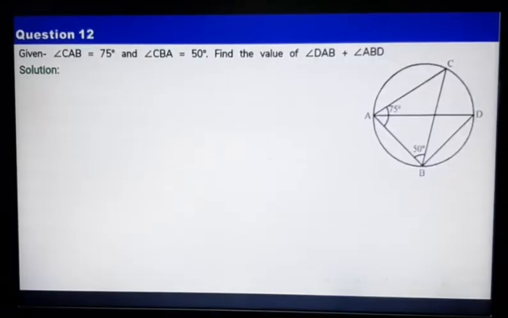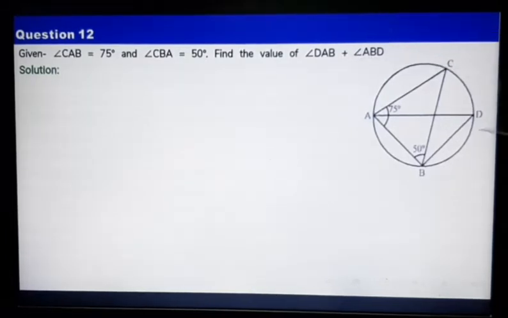Okay, so in question number 12, it is given that CAB is equal to 75 degrees. So CAB, that means this full angle is given to be 75 degrees, and CBA is 50 degrees. So this angle is given to be 50 degrees. We need to calculate the value of DAB.